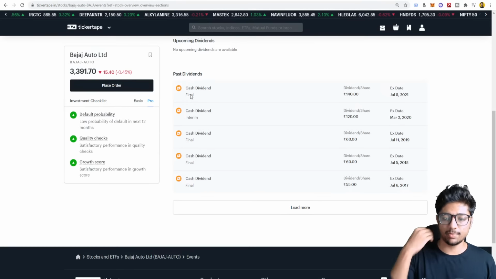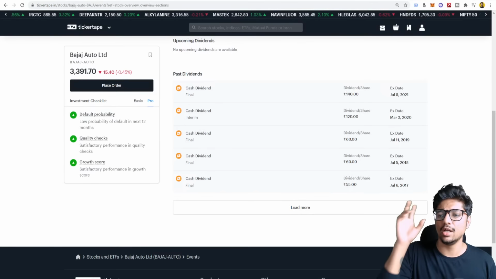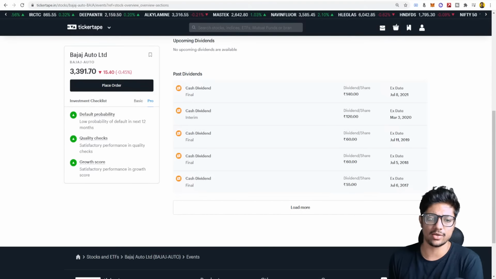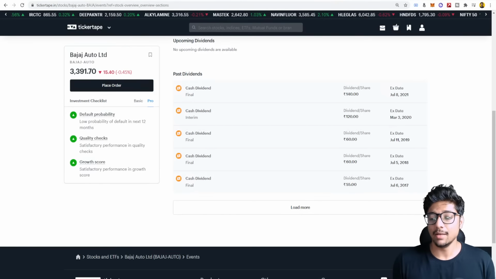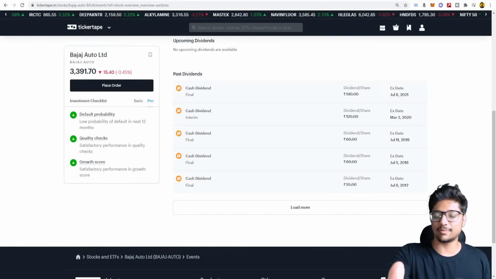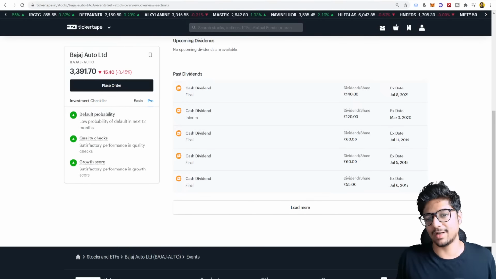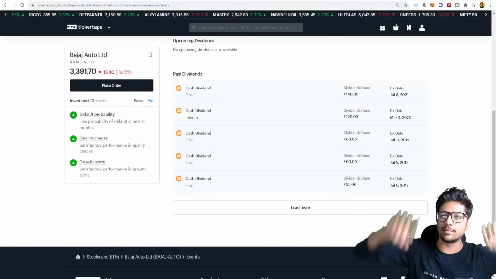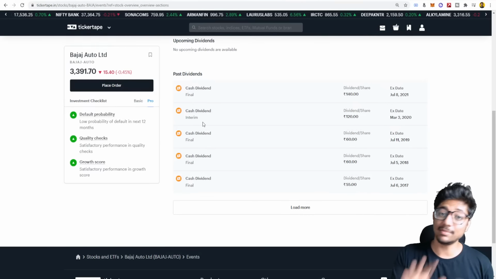Most companies will give you a dividend once a year. At the end of the year, whatever money I make, if I made a lot of money, very good. So much money I'll keep in retained earnings, and so much money I'll give back to my shareholders. That is called the final dividend. But sometimes companies will surprise you. They'll say, hey guys, suddenly I'm going to give you an interim dividend. Everyone will be like, oh, amazing, great stuff. So sometimes they do that, not all the time.